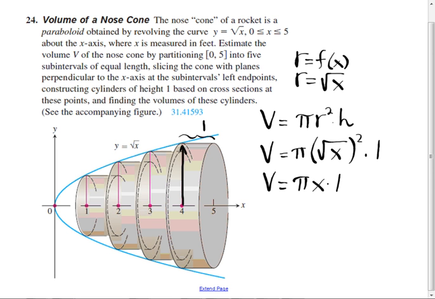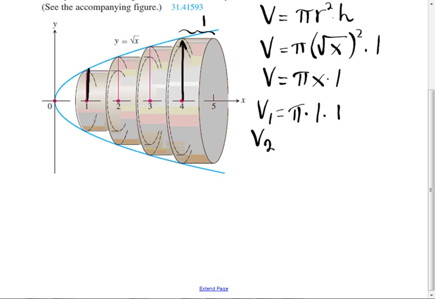Because what's the first radius? V1 is equal to pi times 1 times 1. What's the next one? Pi times, what's this radius? 2. Well, it's the square root of 2, but it's squared. So if you want to do that, we can. Times 1. Okay, can you do all 5 of them then? Yeah, so it's not that bad.